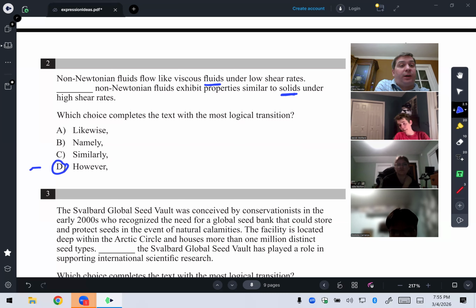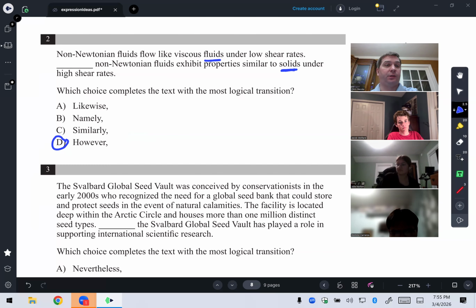So we are subtracting something. We are doing a complete 180. This is surprising information, so we can indicate that. So that's the best transition here. Anything unexpected, anytime we need to subtract something, we'll use an adversarial transition to move in the opposite direction.